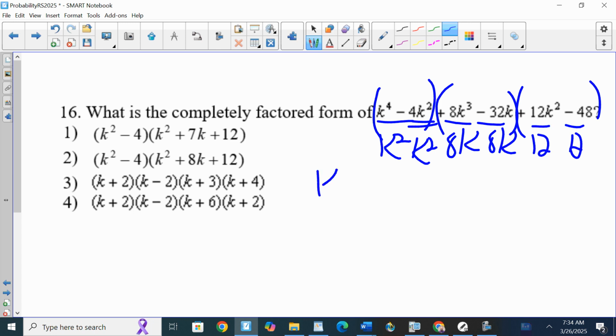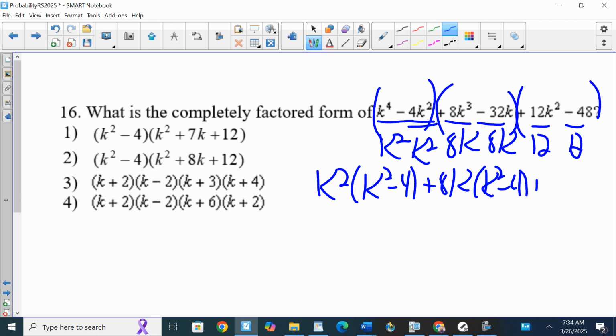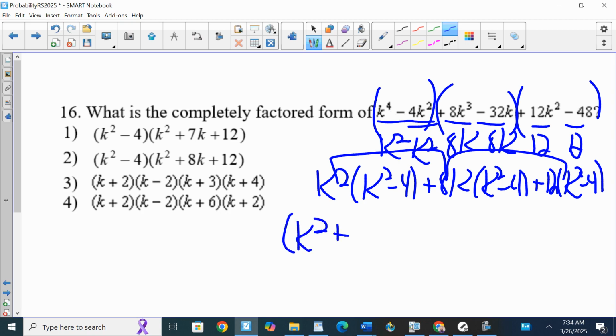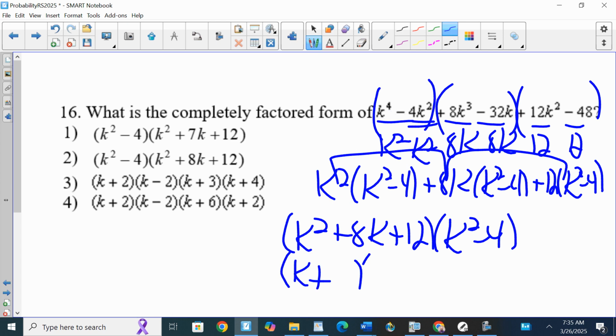So I have x squared times x squared minus 4, plus 8x times x squared minus 4, plus 12 times x squared minus 4. I combine my coefficients: x squared plus 8x plus 12, times x squared minus 4. Can I factor further? Yes. Is there a GCF? No. Try 3 terms, trinomial, x and x. First sign comes down, positive and positive is positive. Multiplies to 12, adds to 8, that's 6 and 2.